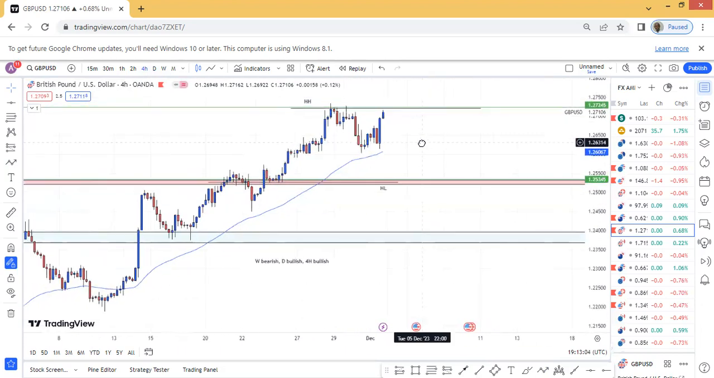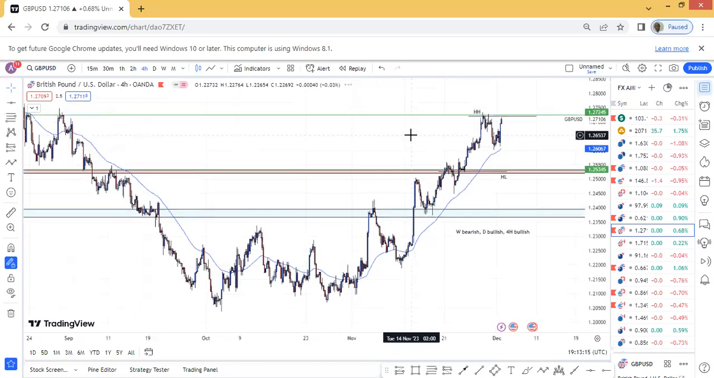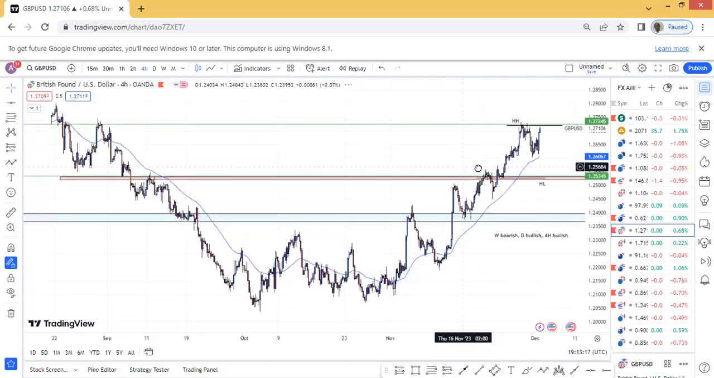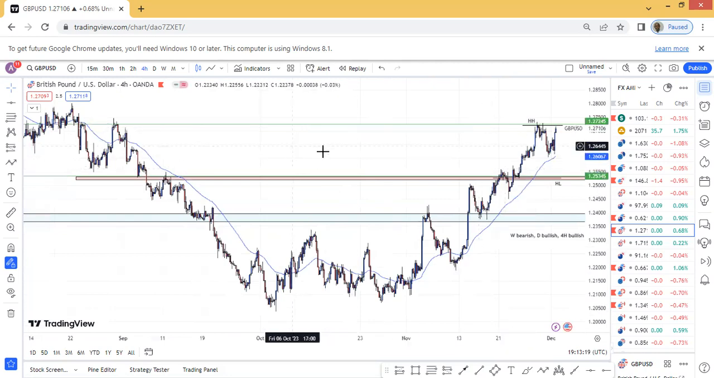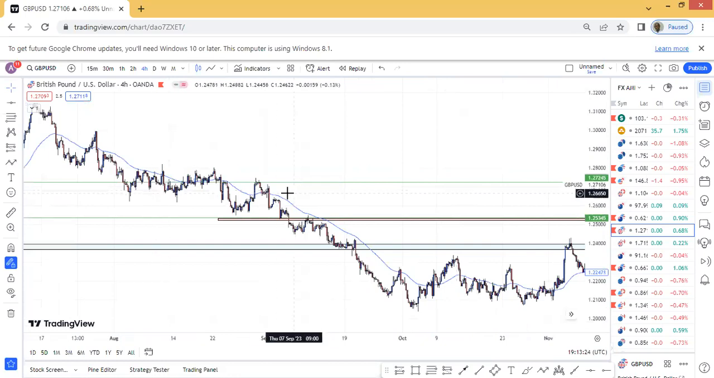Although my bias is that price is going to drop, I'm not going to rush into this market. Realize that where price is, is a strong resistance area that price has been struggling to break, and price has reacted severally at that region.